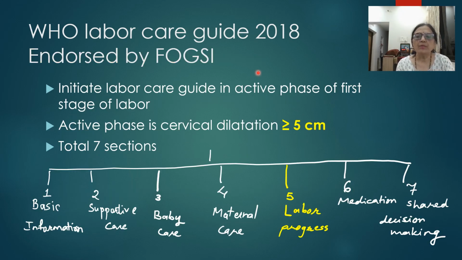The WHO Labor Care Guide was formulated in 2018 and it was available to all of us from 2020 onwards, and it has also been endorsed by the Indian guideline, that is the FOGSI guideline. What the WHO Labor Care Guide says is to initiate documenting in the Labor Care Guide. It has given something like a partogram.